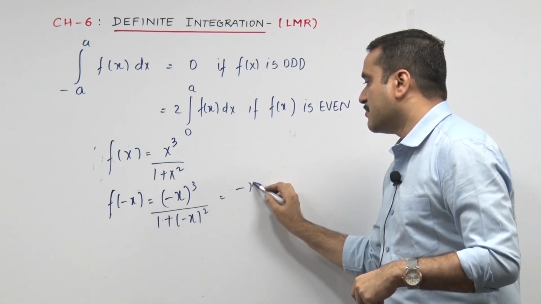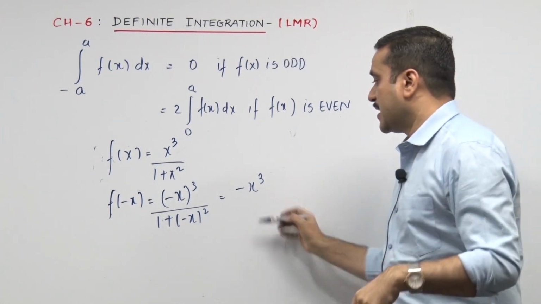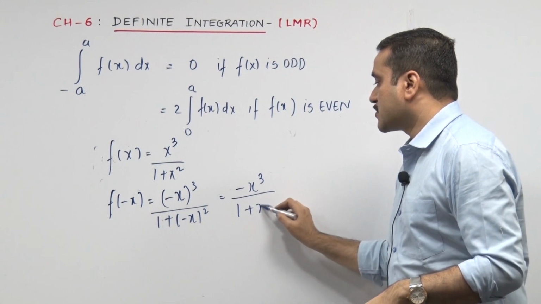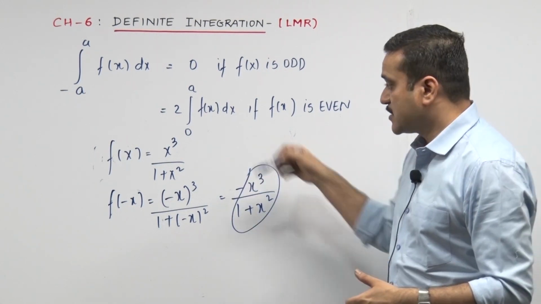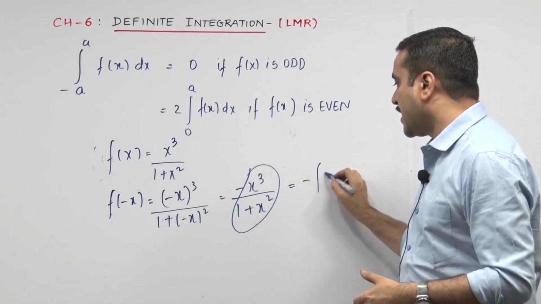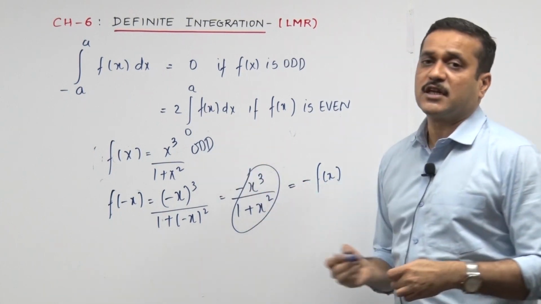Now, in the numerator I can see minus of x cube. No, minus x cube. The minus will survive x cube. And then 1 plus x square. Check. And then if you see that, that's your f of x. So, this time you come back to minus f of x. And therefore, we say the function we were checking was an odd function.